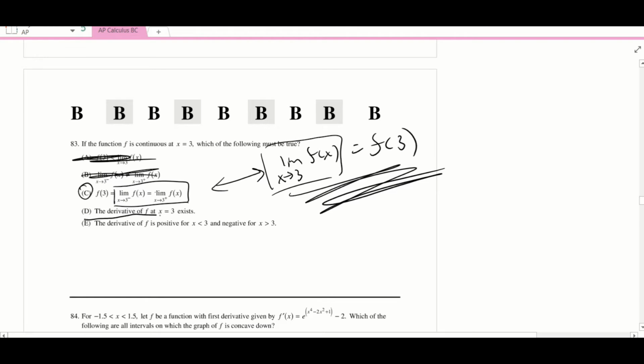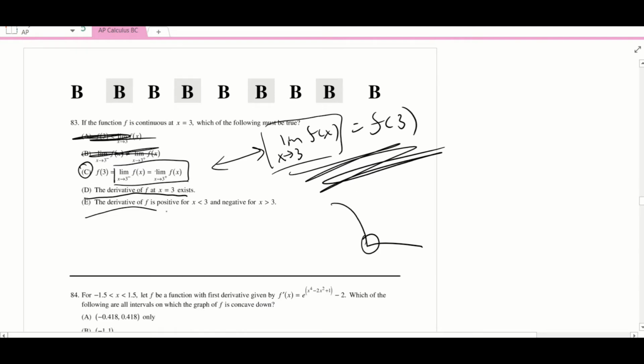And for d, the derivative does not necessarily need to exist. This is continuous, but there's no derivative here because it's a sharp turn, and this is pretty much completely irrelevant.